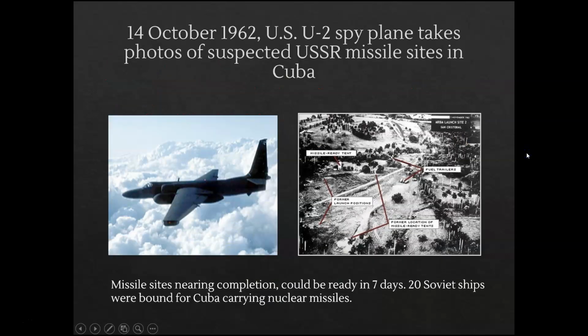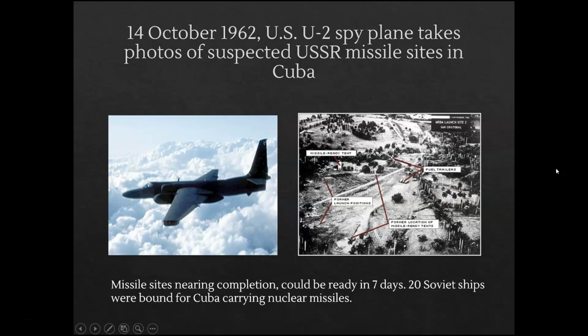Okay, so on October 14th, 1962, a U.S. U-2 spy plane takes photos of suspected Soviet missile sites in Cuba. And here's the picture. Here's the primary source. It was too close for comfort, and the evidence was strong that they were a threat. This wasn't paranoia. This is a legitimate, evidence-based threat. So missile sites nearing completion could be ready in 7 days. 20 Soviet ships were bound for Cuba carrying nuclear missiles.